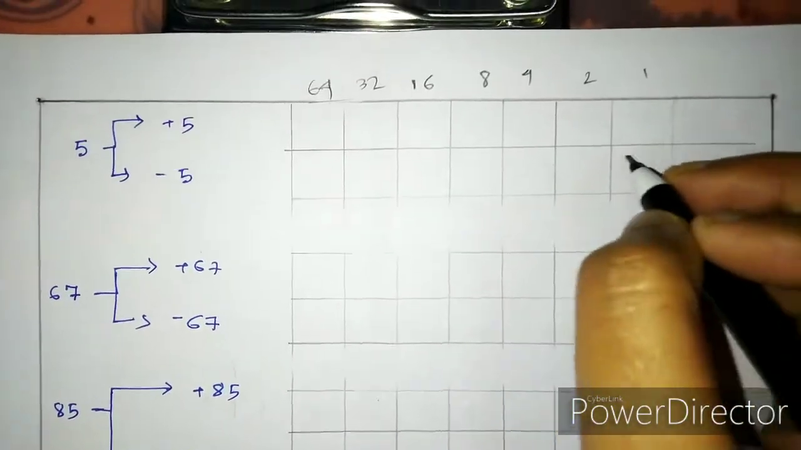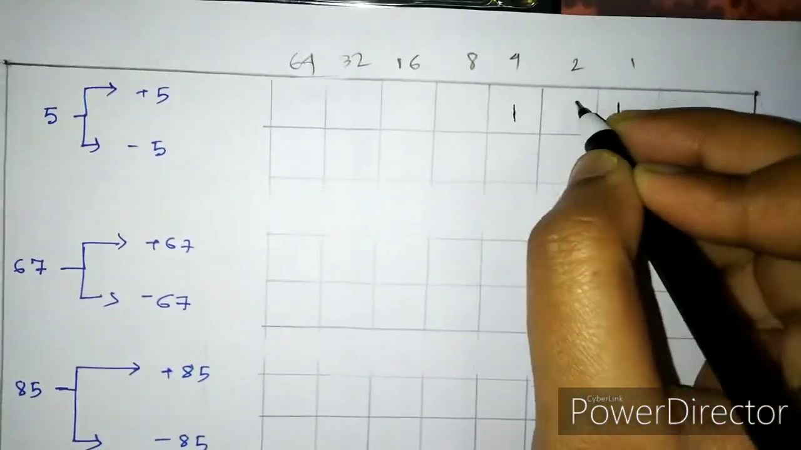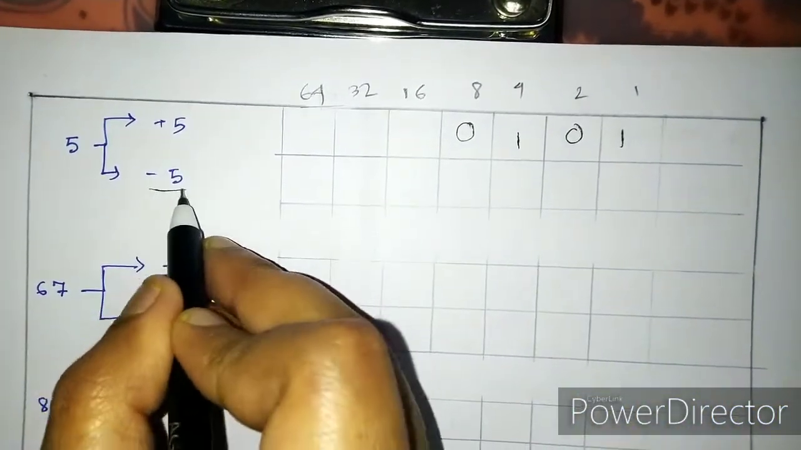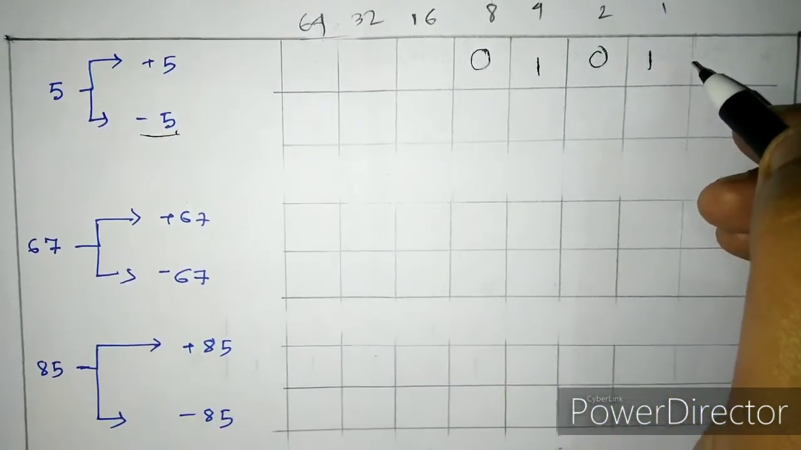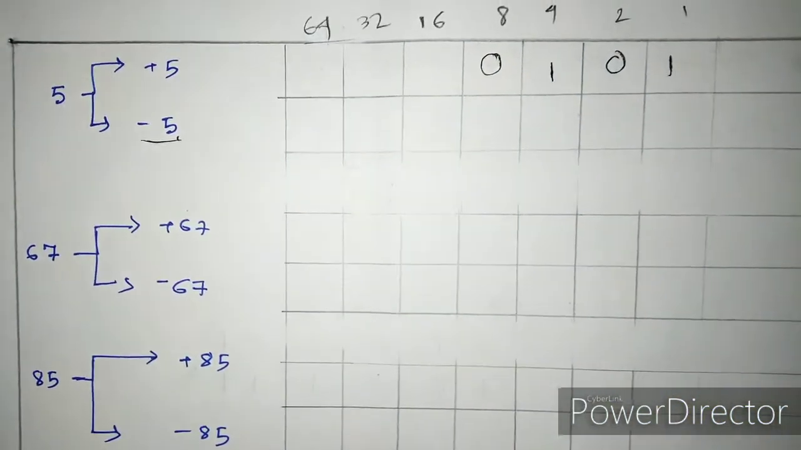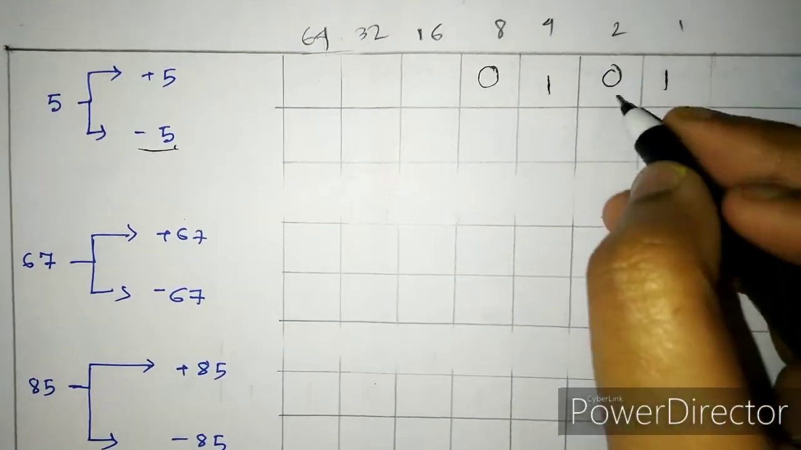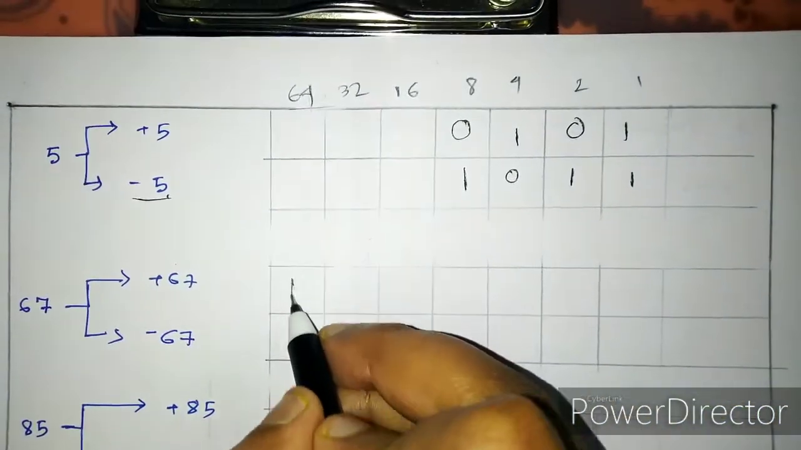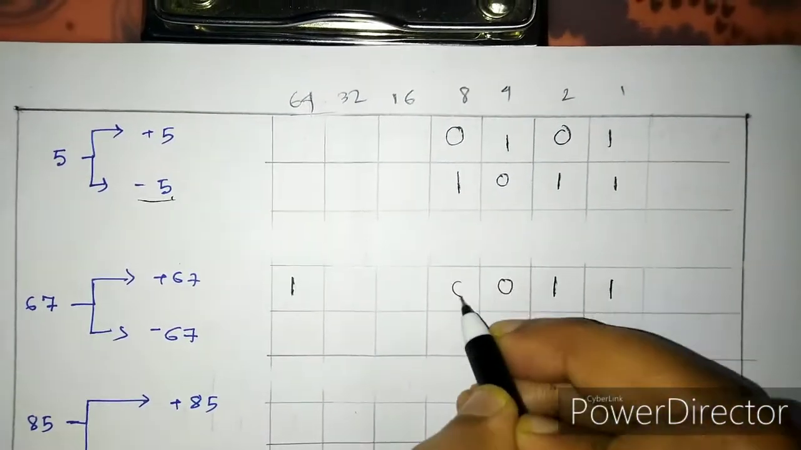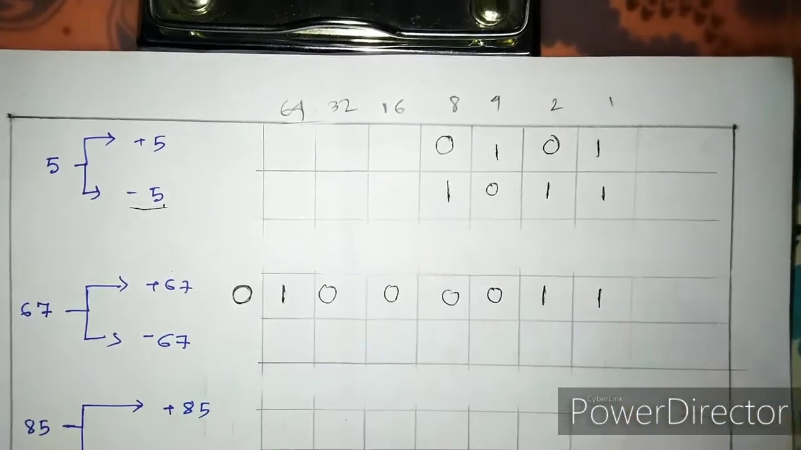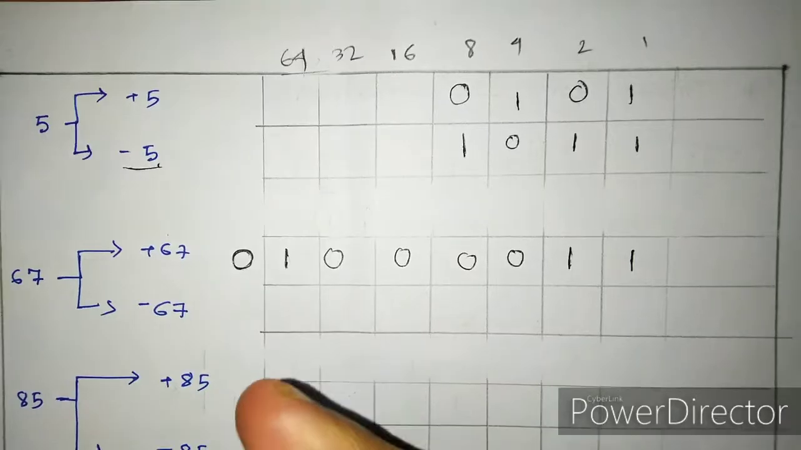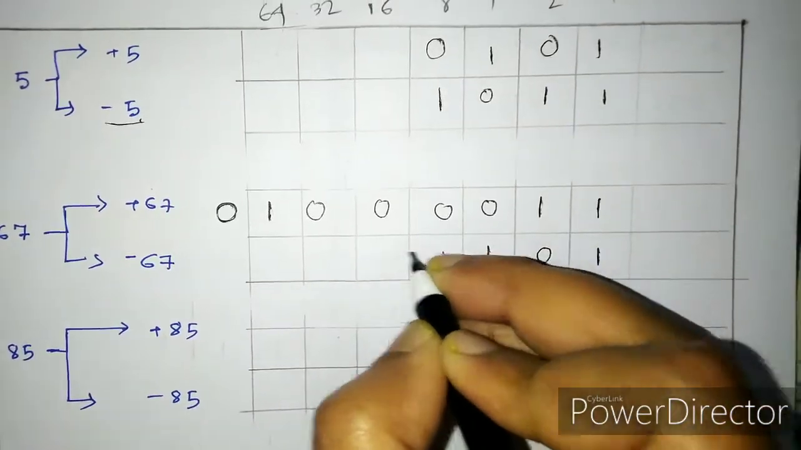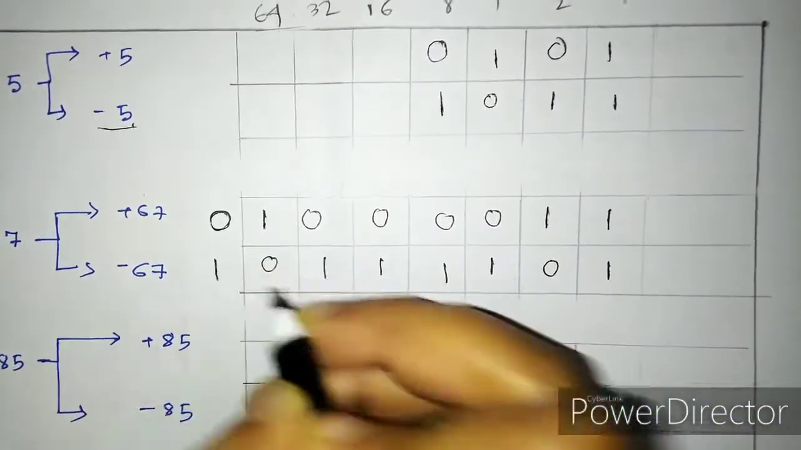First you have to write +5, which is 1, 0, 1, with the MSB being 0. For -5, what will it be? The 2's complement of +5. Now I have already told you the trick. The first 1 stays as 1, and for the rest it will be the 1's complement. Now 67: 64 plus 3, okay. And there will be a 0 to represent that it is a positive number. Now -67 is 1, 0, 1, 1, 1, 1, 0, 1.